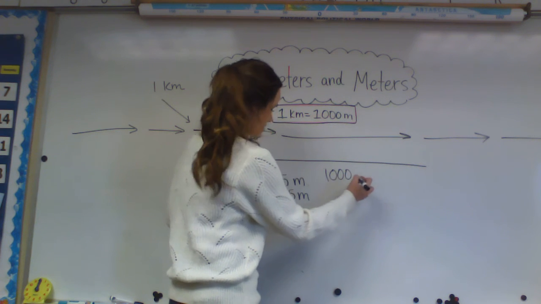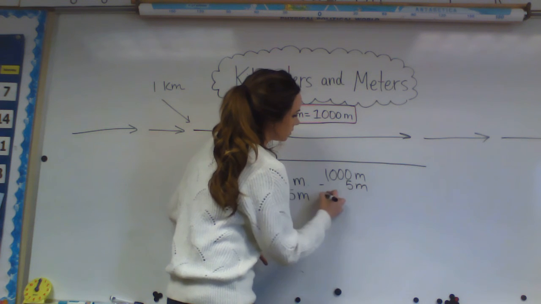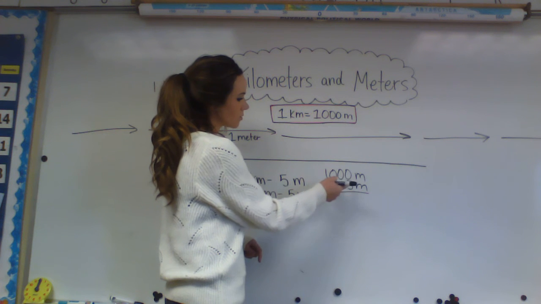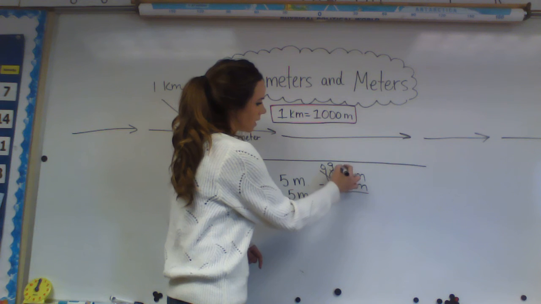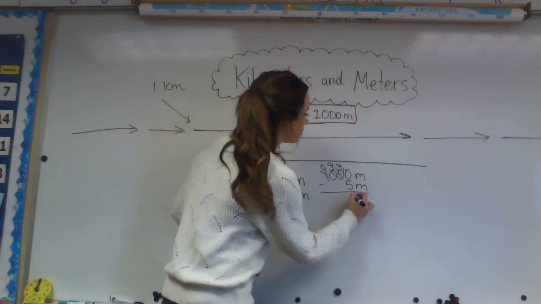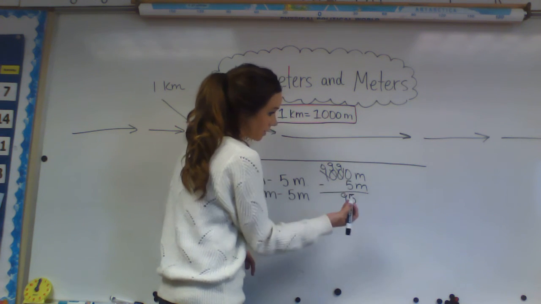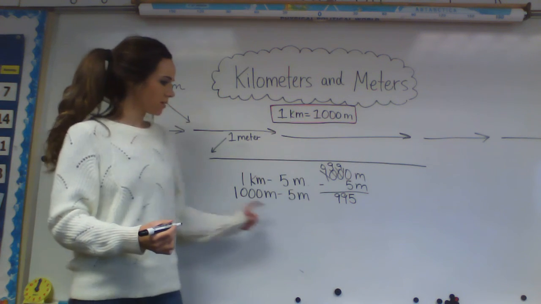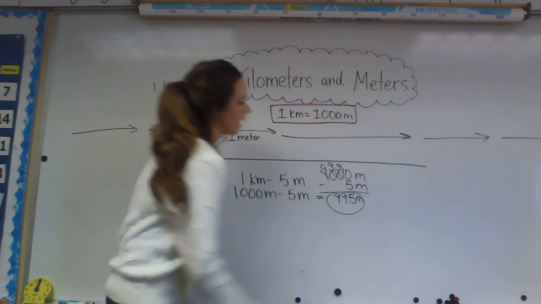I have 1,000 meters minus 5 meters. Well, we can't do 5 minus 0. We can't do that. So we're going to come all the way over here to our 1. We're going to borrow and make a 9, and make another 9, and make our 10. 10 minus 5 is 5. 9 minus 0 is 9. And 9 minus 0, or nothing, because there's nothing there, is 9. So 1,000 meters minus 5 meters is going to equal 995 meters.